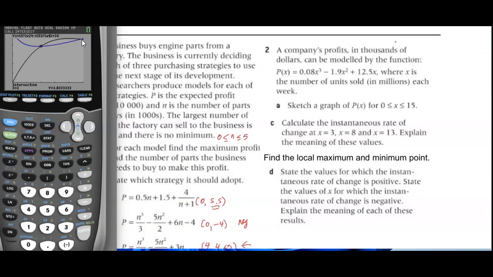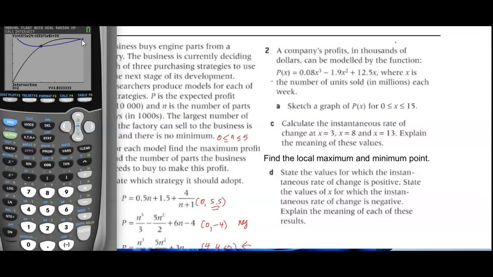Number 2. A company's profit in thousands of dollars can be modeled by the function, gives us a function, where x is the number of units sold in millions each week. Sketch a graph of p of x for 0 to 15. Calculate the instantaneous rate of change at x equals 3, x equals 8, and x equals 13. Explain the meaning of these values.